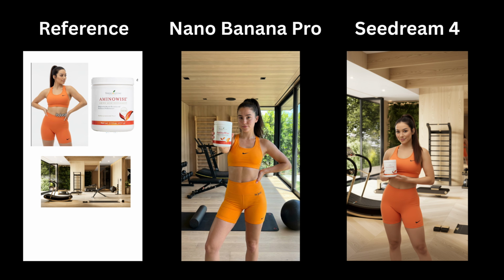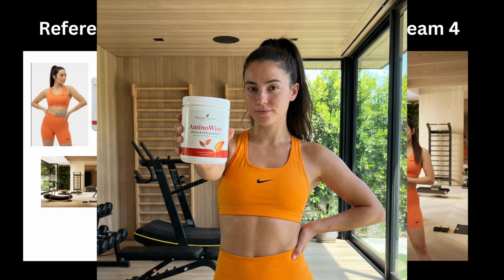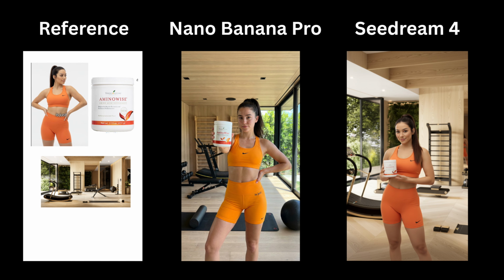Text accuracy. Product label, AminoWise. For this one, I tested label accuracy, one of the most important things for UGC ads. NanoBanana Pro got the AminoWise name almost perfect. Young Living logo is correctly replicated. Clothing details match. Even at 2K resolution, the output is sharper than Seedream's 4K. Small text is slightly soft, but still readable.